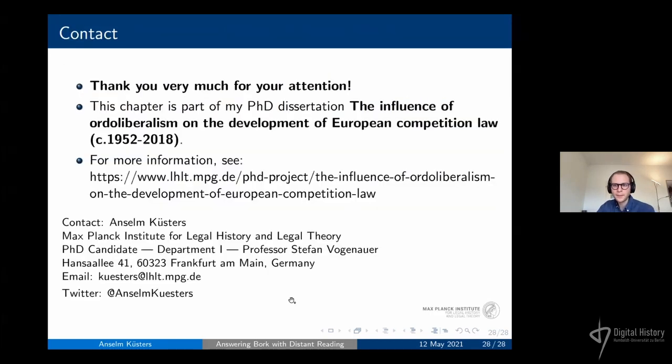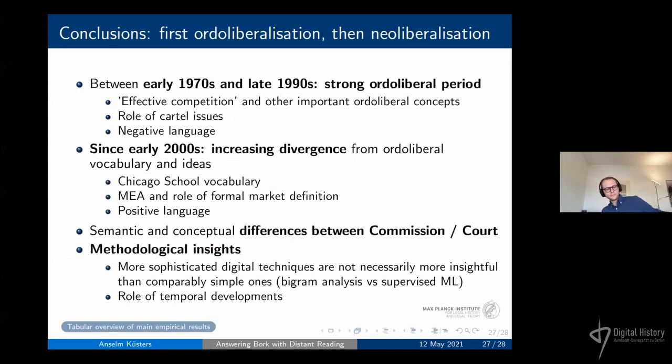So coming to the conclusion, as I said, I want to focus here on the methodological points. And as we have just seen on the last slide, to me, it seems that the most sophisticated methods are not necessarily the most instructive ones for legal historians. So there seems to be a big role played by contextual knowledge. In my case, I was aware that the adjectives and the bigrams used to characterize competition are very important. So a simple bigram analysis, searching for these collocates, was very helpful and told me a lot. Whereas the more complicated machine learning approach was more difficult to relate to the discussions in the literature, especially because I didn't see a way to insert the element of time.